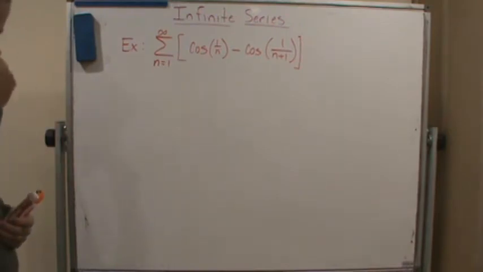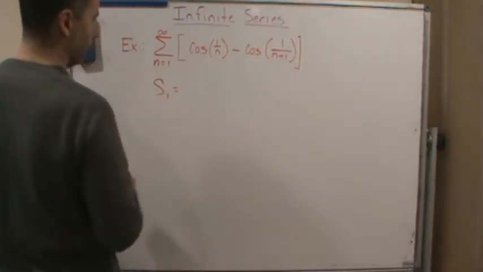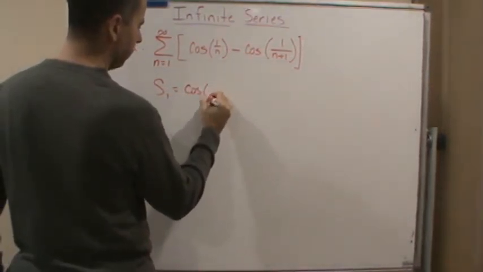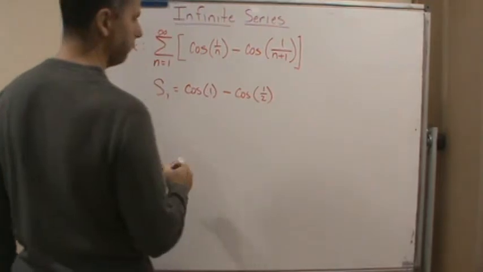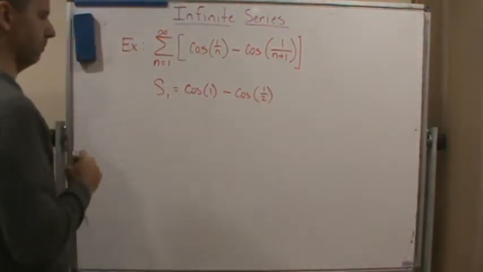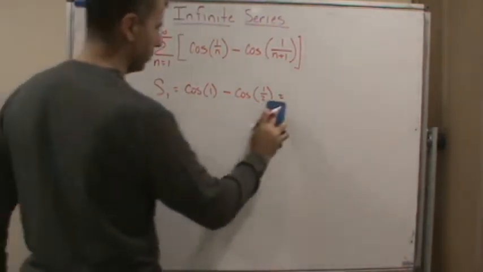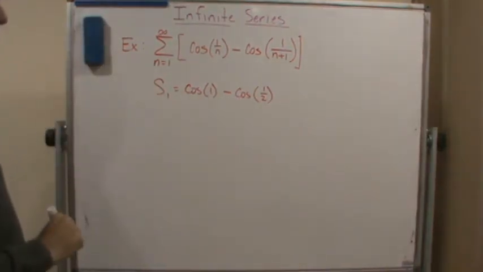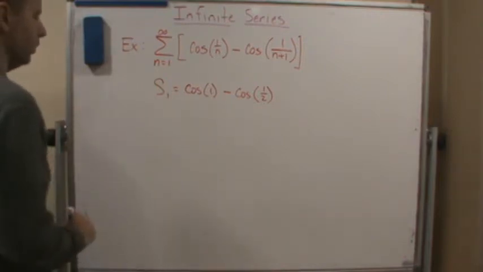So first of all, how do we determine whether this is telescoping? Well, let's write out the first few partial sums, right? So let's do S sub 1, okay? So S sub 1 is going to be what? The cosine of 1 minus the cosine of 1/2, right? Which is equal to, well, we don't know what it is equal to. That one I'm not going to deal with. We don't know what the cosine of 1 is, not off the top of my head, so let's leave it alone.